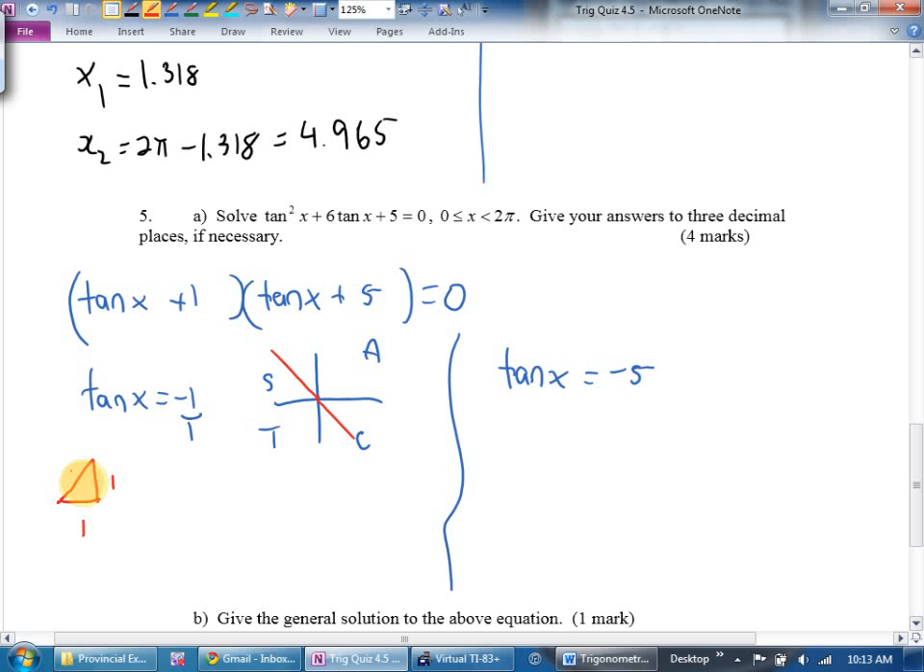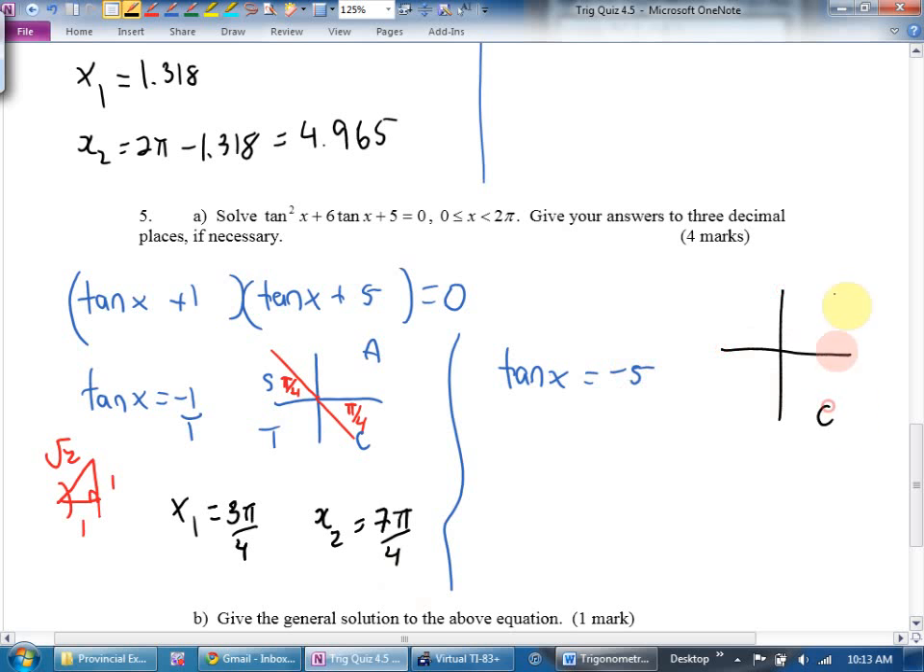This is the 1, 1, root 2 triangle, where that angle there has a tangent of 1 over 1. So my reference angle is pi by 4, and I get x1 equals 3 pi by 4, and x2 equals 7 pi by 4. Over here, using CAST, I also get tangent is negative, which is also there and there.